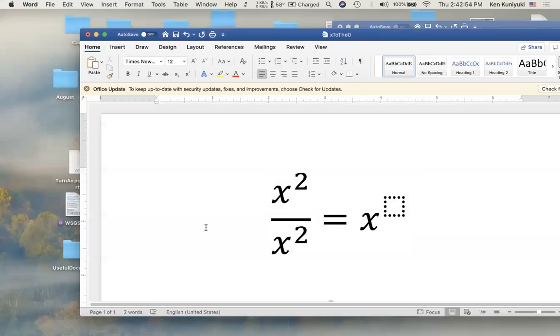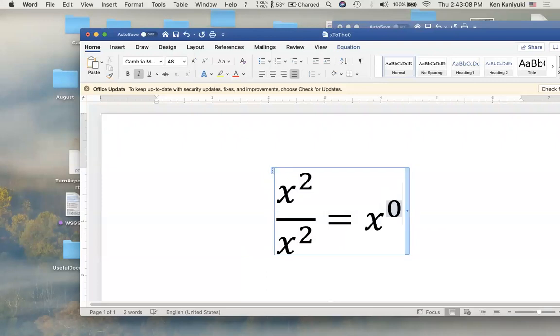What is x to the second divided by x to the second? Well, first, let's use the laws of exponents. If you divide powers of x, what do you do to the exponents? You subtract them. 2 minus 2 is 0.